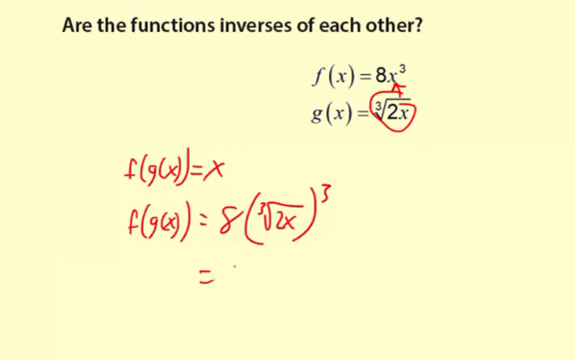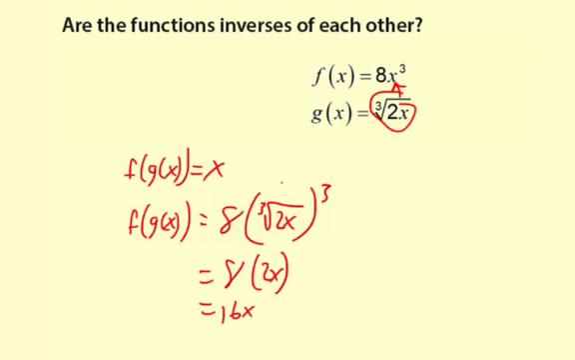Okay, so I'm going to simplify. This is 8 times, and the cube root and the third power are opposites. So we're going to be left with times 2x. And that equals 8 times 2x, which is 16x. Well, 16x is not x. So I'm thinking right now these functions are not inverses.